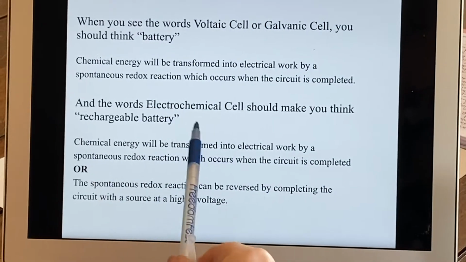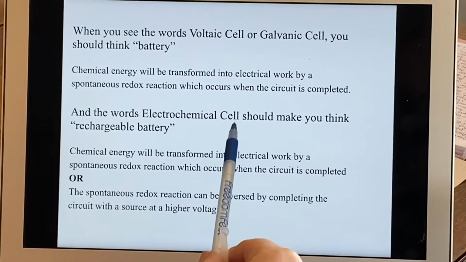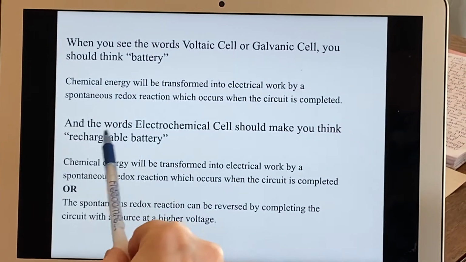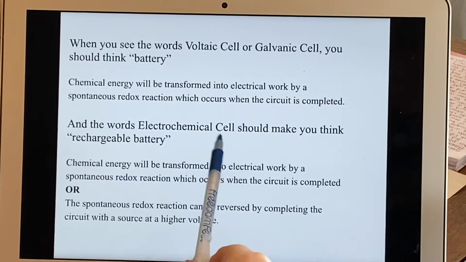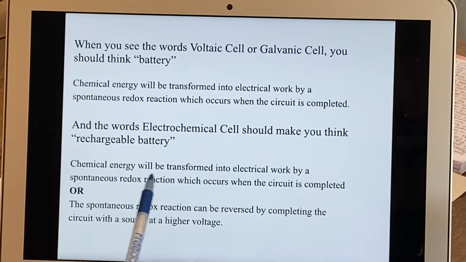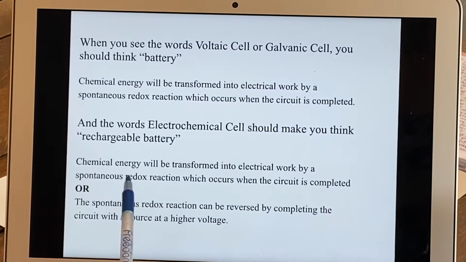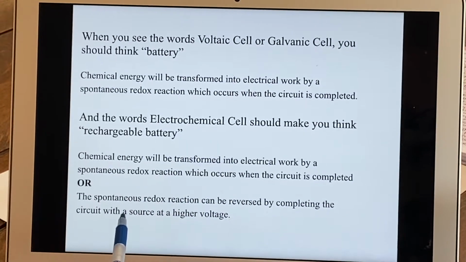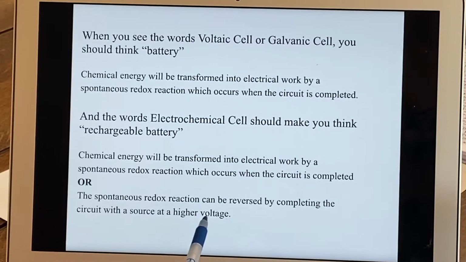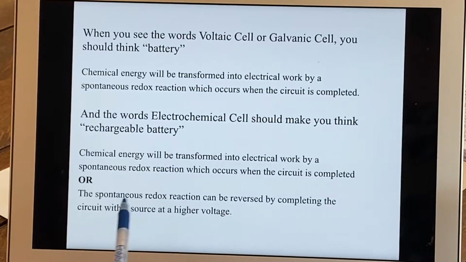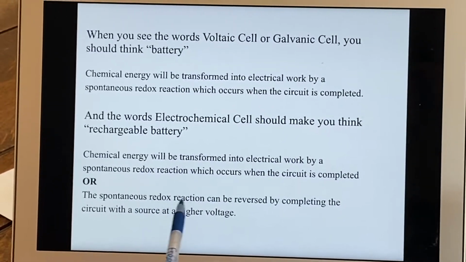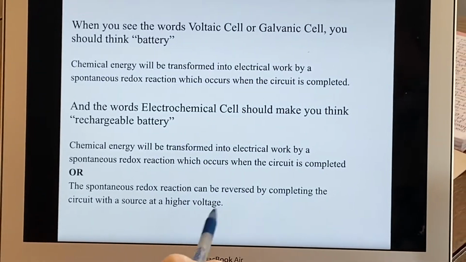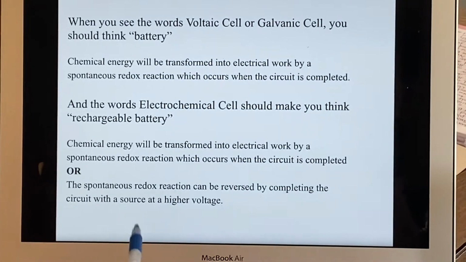And if you see the word electrochemical cell instead of voltaic or galvanic, you should think rechargeable battery, because if it's an electrochemical cell, you can push it back the other way. You can either take the chemical energy and make it into work, or you can push it back the other way. If you supply a higher voltage to it, you can push that redox reaction in reverse. It is an equilibrium, and you can just raise one end and push it back the other way.